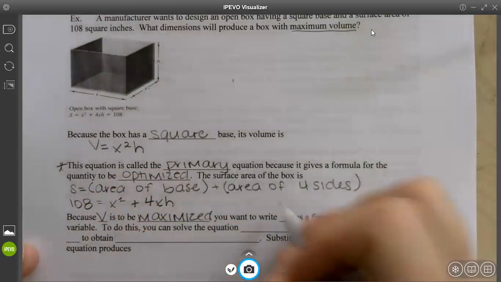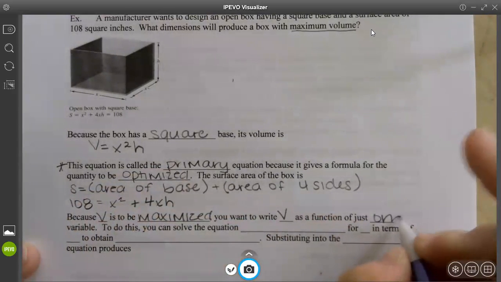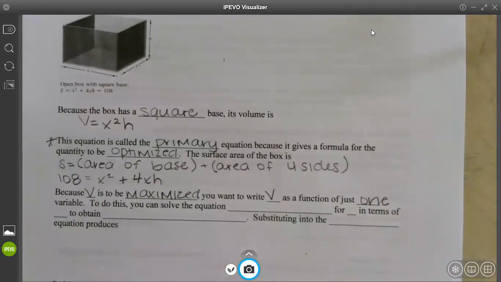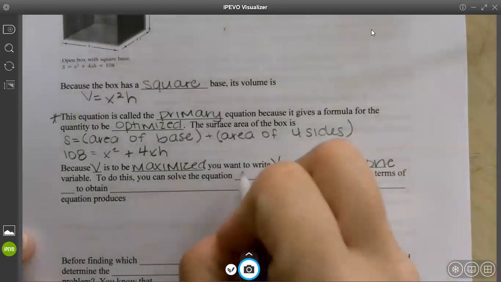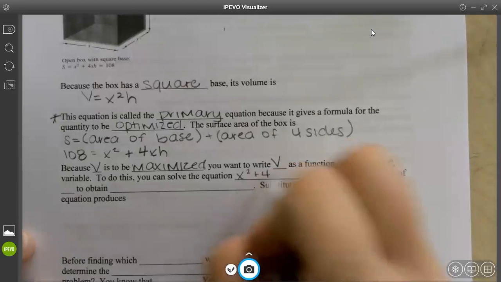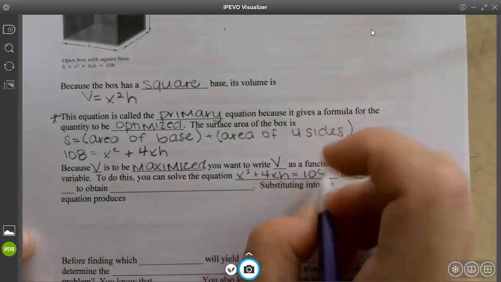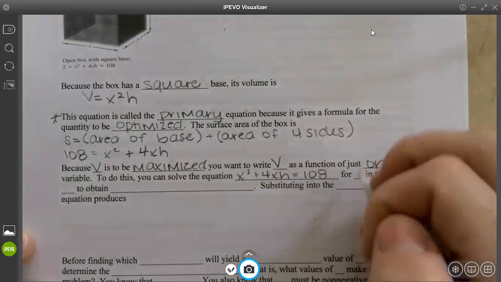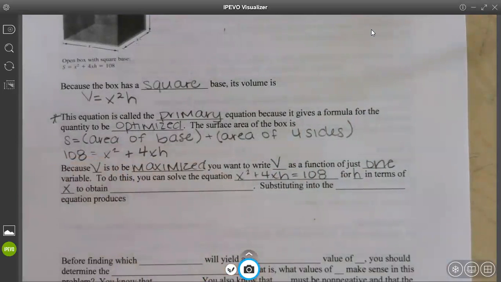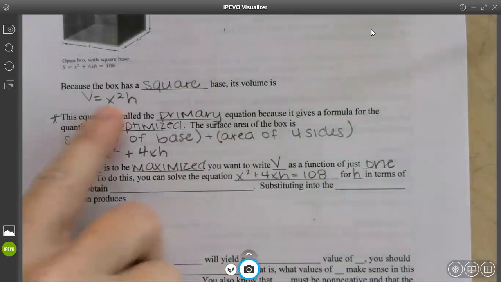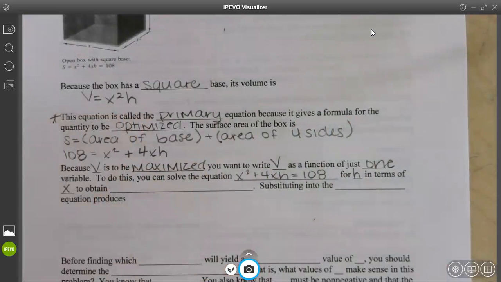Because V is to be maximized, you want to write V as a function of just one variable. To do this, you can solve the equation that we just had, x squared plus 4xh equals 108, for h in terms of x. I'm going to stop there for just a second. We're going to talk about that. All right, since our volume is x squared h, we need to get it in the same variable. That's all it's saying. You need to have it in the same variable.